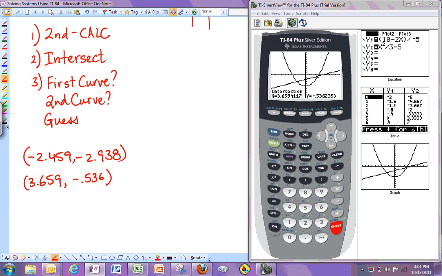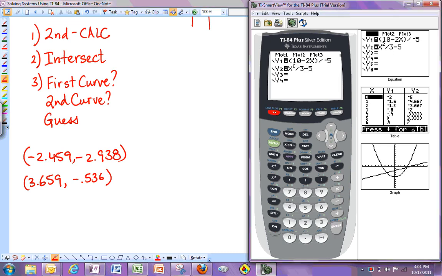Okay, so common mistakes. One common thing that happens is you get an error because way up here at the top, these plots are turned on. And you'll notice over here in my graph section, it now says invalid dimension. That would happen if you hit graph and any of those were turned on up there. So make sure those are off.